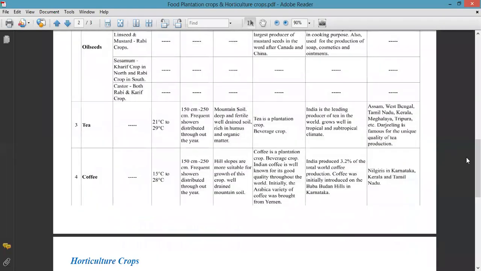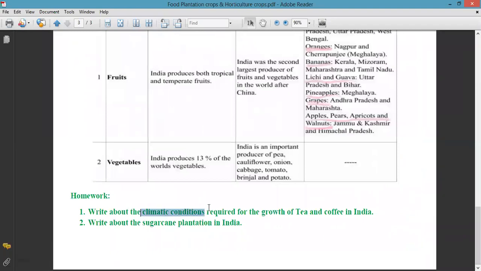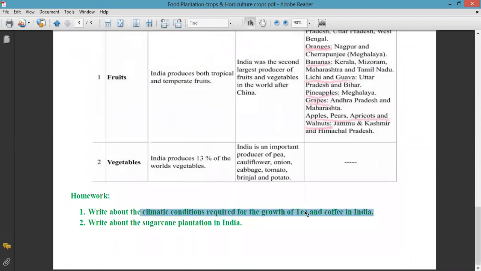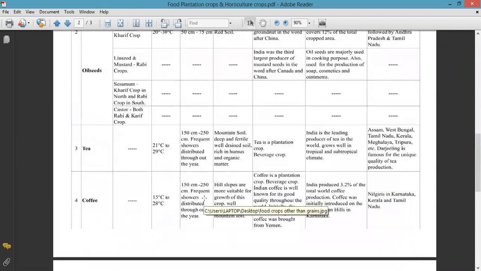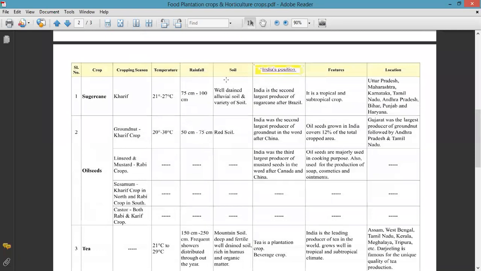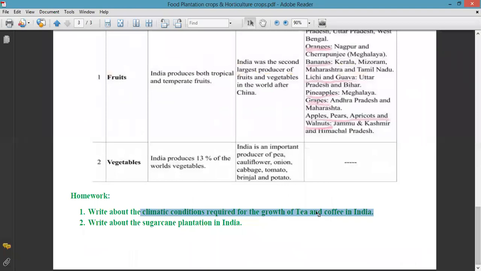Today's home task question: write about the climatic conditions required for the growth of tea and coffee in India. It is asked in 4 marks. You assume that. What points can you write? Anyone tell me? They are asking about climatic conditions required for the growth of tea and coffee. What will you write? Yes, you have to write about temperature and rainfall level. Temperature, rainfall level, and cropping season, soil can also be included, but mainly temperature and rainfall. You have to write both for tea and coffee.